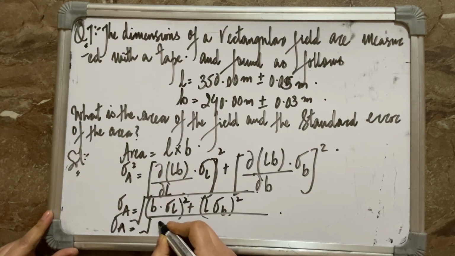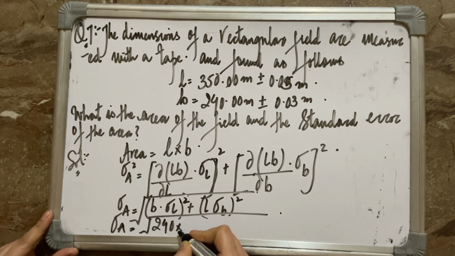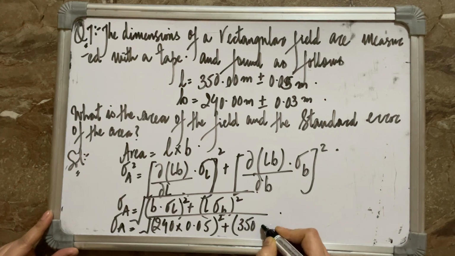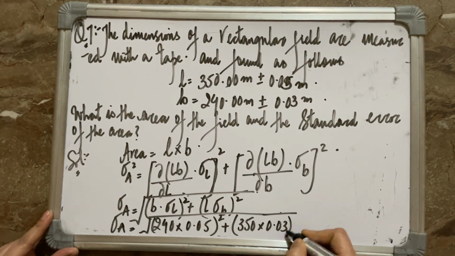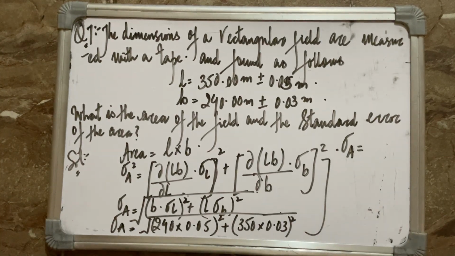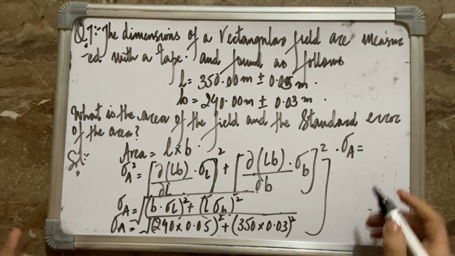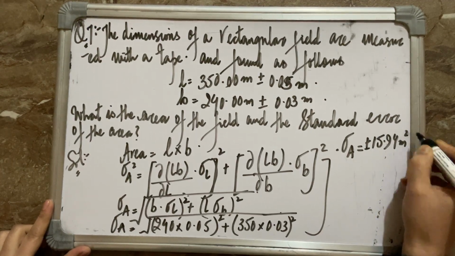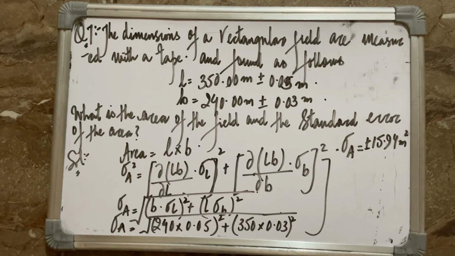Sigma A is, how much is B? 240. How much is sigma L? 0.05 squared. How much is my length? 350. How much is my sigma B? 0.03 squared. By calculation, sigma A is plus minus 15.94 meters square. The standard error in the area of this field is plus minus 15.94 meters square.